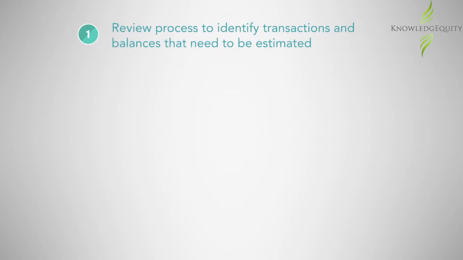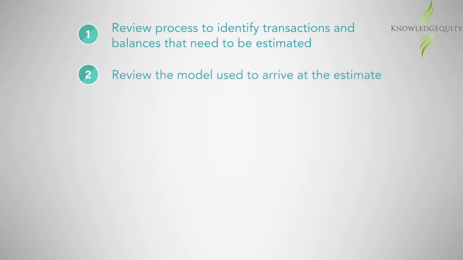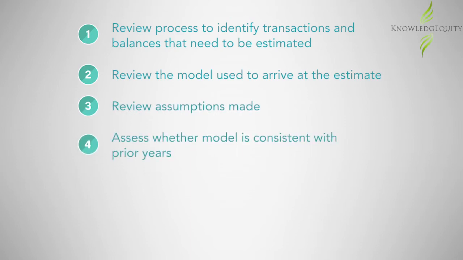Firstly, the auditor should seek to understand what the requirements of the accounting standards are regarding that estimate. The auditor should then review the process that management used to identify transactions and account balances that need to be estimated and how the estimate was arrived at. The auditor should then review the process and model used to arrive at the estimate and the assumptions made. The auditor should then assess whether the model was consistent with prior years and whether the estimates are reasonable.